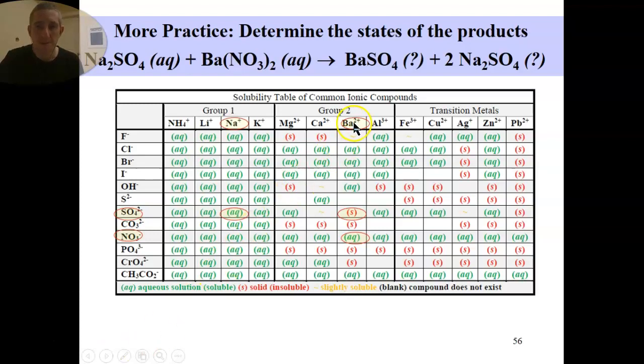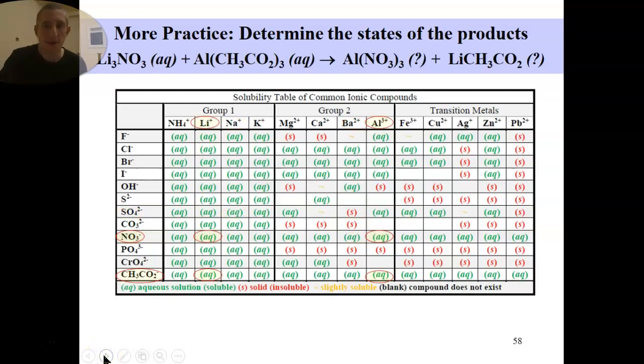Let's try another one. So here is barium and sulfate. So barium sulfate, that's a solid, and sodium sulfate. Here's sodium and here's sulfate. That should be a nitrate. I'm going to fix that, but not yet. It still works for us. Sodium sulfate is aqueous, barium sulfate is solid. And so the S for the solid, and there's the S there. So whatever you see on this table is the physical state you're going to write up here.